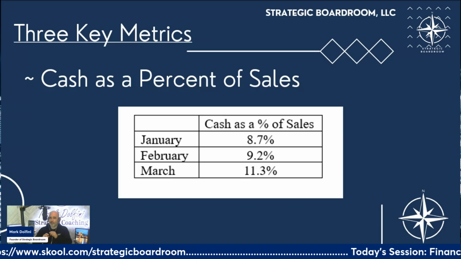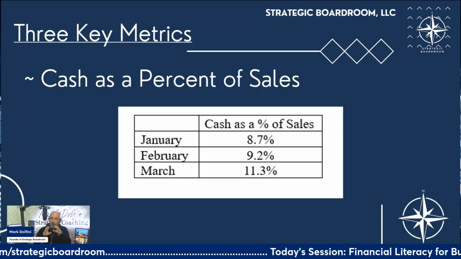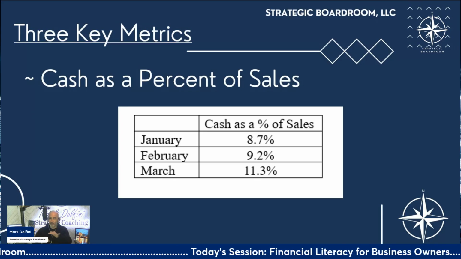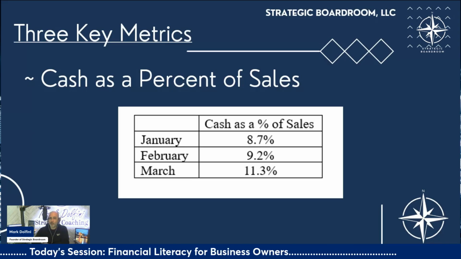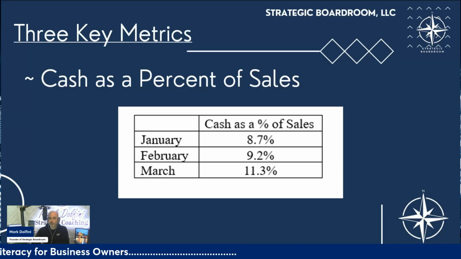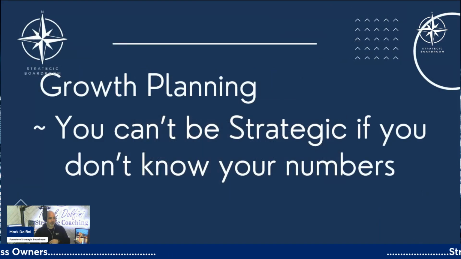So that's where you have to pay attention to the numerator and denominator, and how that's working. Again, this is in a case where you have either stable sales or they're increasing, but you also want to make sure that your cash as a percentage of sales is also going up.